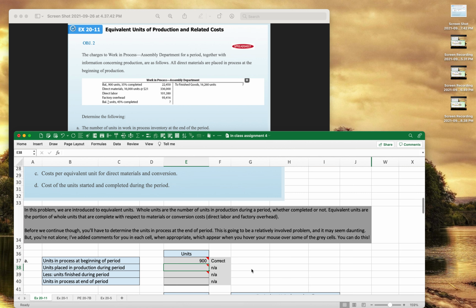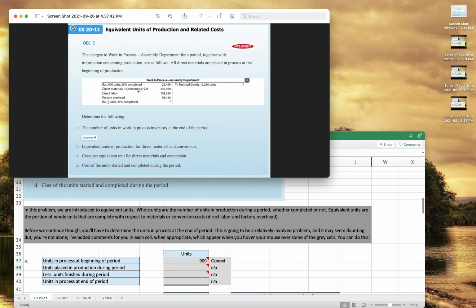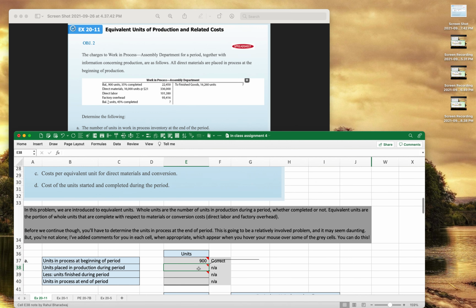The second line asks us to determine the units placed in production during the period. Well, they tell us that too. Here, 16,000 units were placed in this period, right? That's the debit, because we realize that we credit materials and we debit work in process when we transfer things. So that basically means 16,000 there.